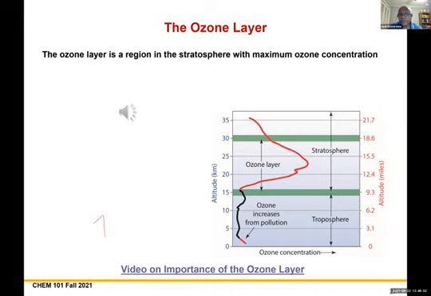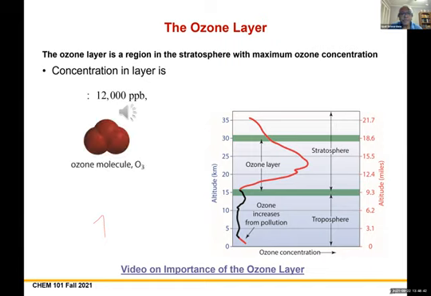There's some ozone in the troposphere produced by vehicular emissions as a secondary pollutant. When nitric oxide is produced, it can react with oxygen in the air and produce ozone. The concentration in the stratosphere is 12,000 parts per billion. It's much higher than the troposphere level of ozone that we get from pollution.